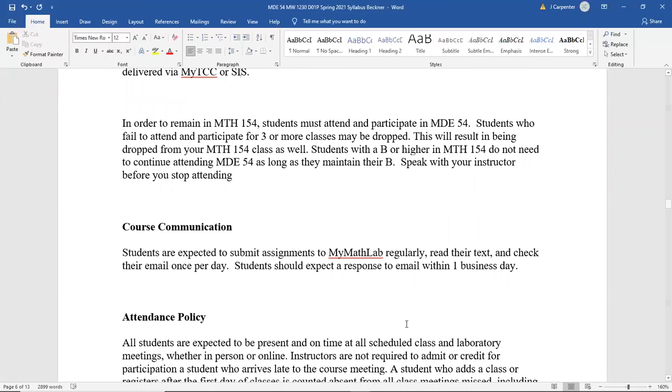Students are expected to submit MyMathLab assignments. We've already talked about that. Read their text. As I mentioned in the regular class, you're supposed to be reading one section ahead. I suggest you do that as well. Look a week ahead into the homeworks if you really want to. If you email me, I'll get back to you within 1 business day, which means weekends, I might only get back to you on Monday. Monday evening at the worst.